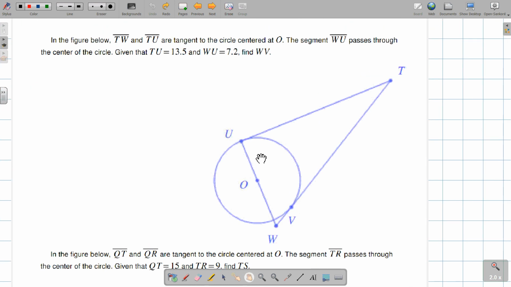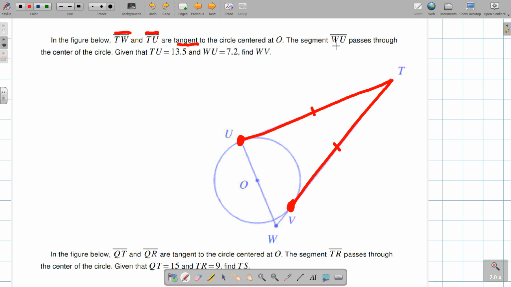It says, in the figure below, TW and TU are tangent to the circle O. Immediately, using the same color, please trace TW and TU. But I'd like you to trace the segment TU and TV in the same color because they are arms of a tan-tan angle. And arms of a tan-tan angle are congruent. So for this moment, TU and TV are arms of a tan-tan angle.